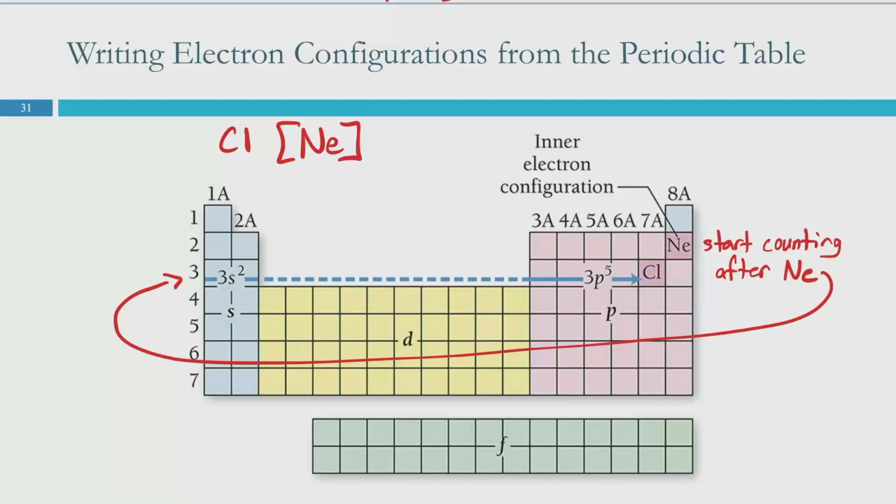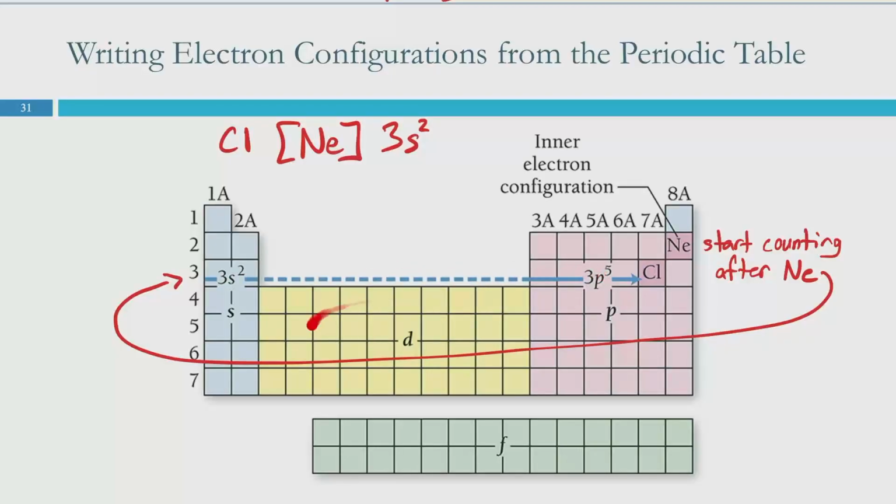So we're moving on to, what row are we in? We're in row 3. And what block is this? That's our S block. So we're 3s. Are we past the S block? Yes, we're past the S block, so the S block is full. That means it's 1, 2, because there's 2 spots. So 3s2, we're past the S block.